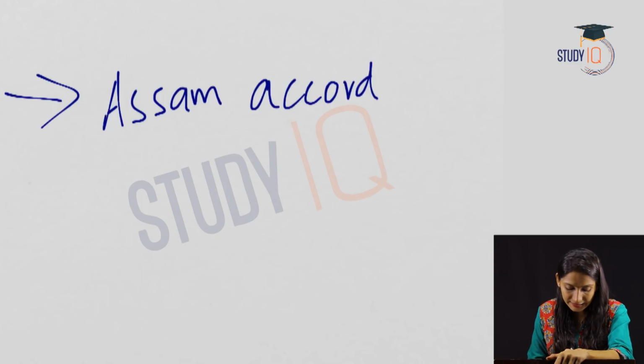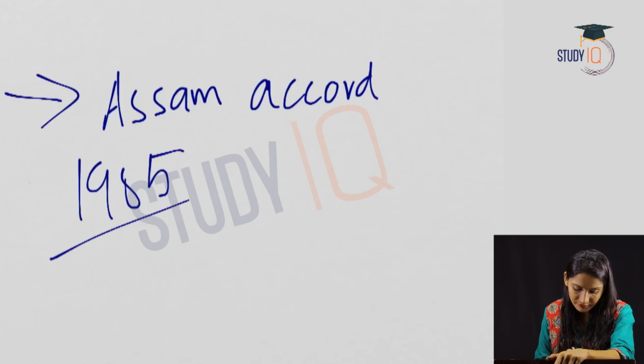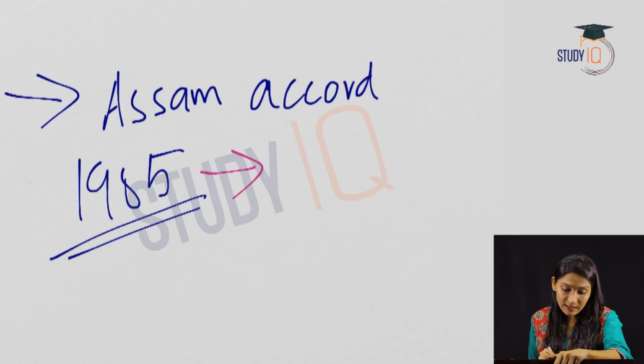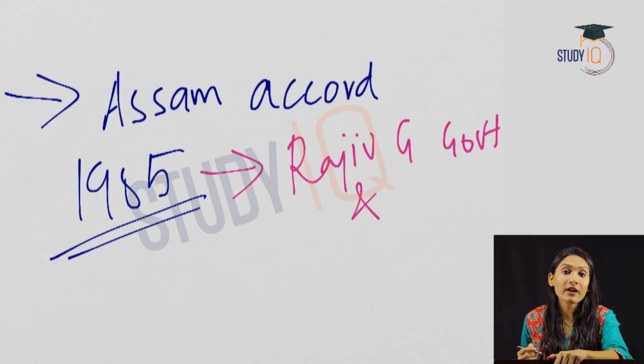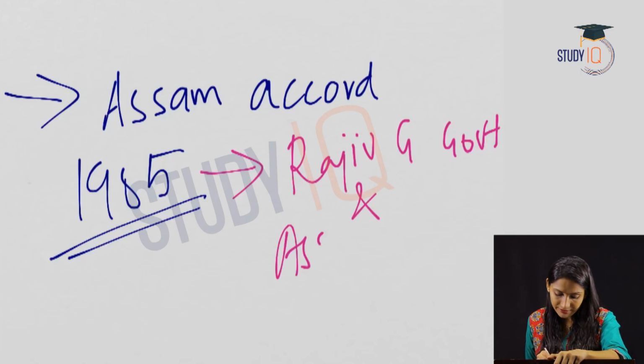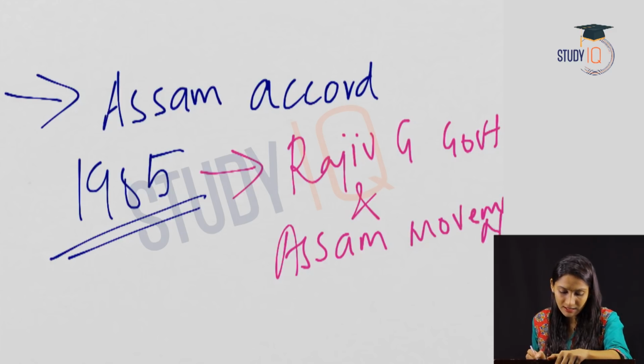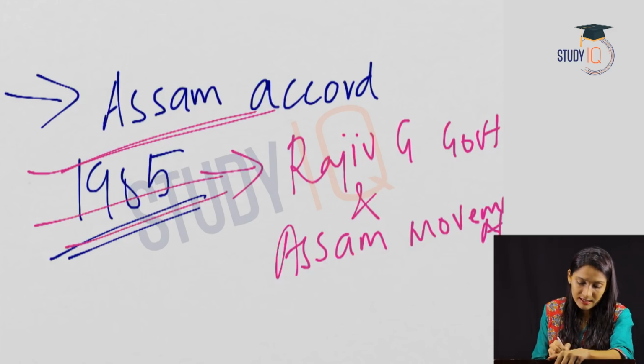Assam Accord was signed in the year 1985. This accord was signed between the Rajiv Gandhi government and the leaders of Assam movement. So the leaders of Assam movement and Rajiv Gandhi government signed the Assam Accord. And what is this accord?